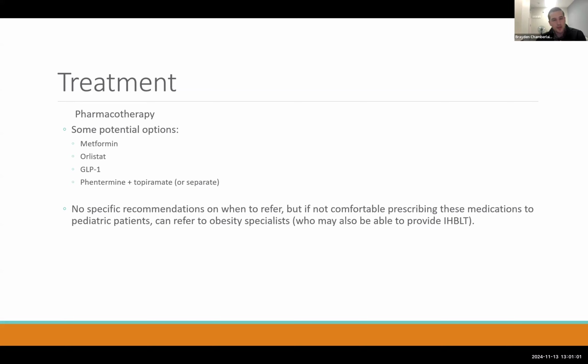I would recommend that if you do have patients, children who are in the obese category, that you consider referring or making some intervention sooner rather than later, as this is kind of a compounding condition. And the longer they have it, the more likely they are to develop comorbidities.